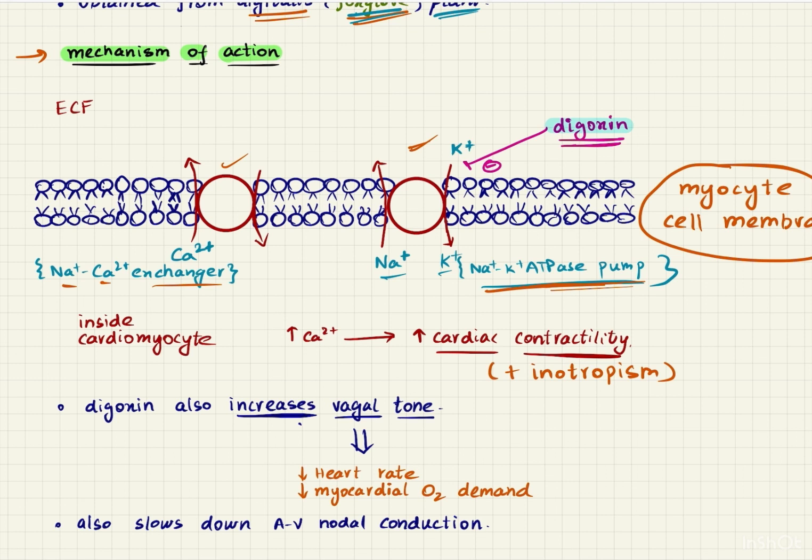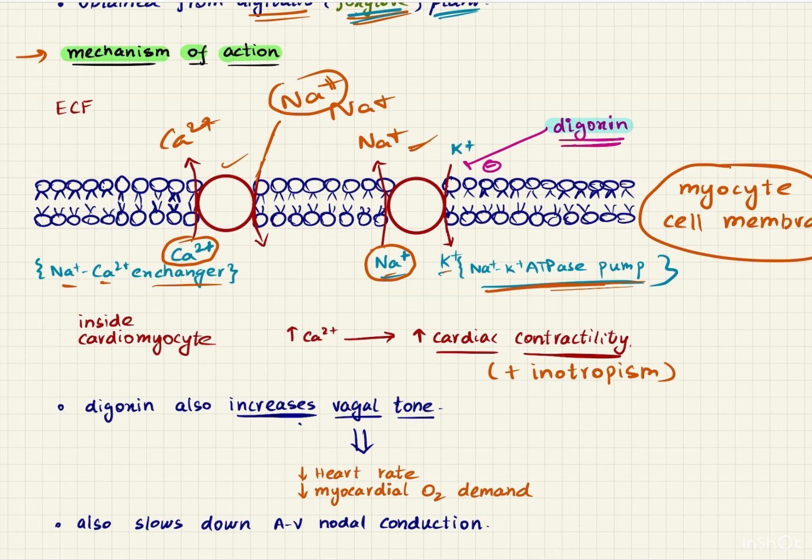The sodium potassium ATPase pump pumps out sodium ions from inside the myocyte into the extracellular fluid, and it is responsible for maintaining the sodium gradient. This sodium ion, which is there in the ECF, will enter the myocyte with the help of the sodium calcium exchanger in exchange for a calcium ion which leaves the myocyte. This is what normally occurs.